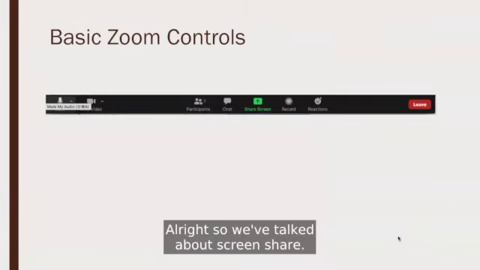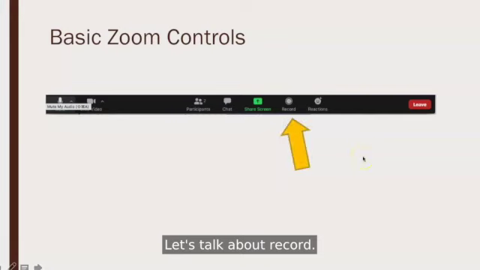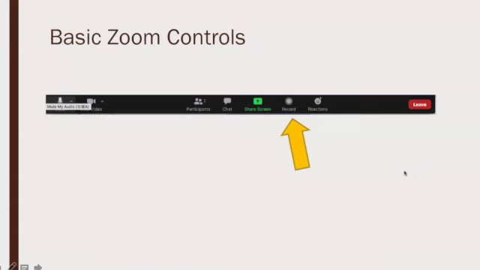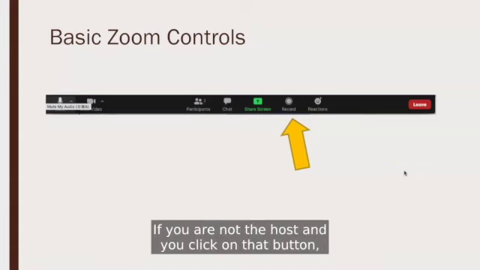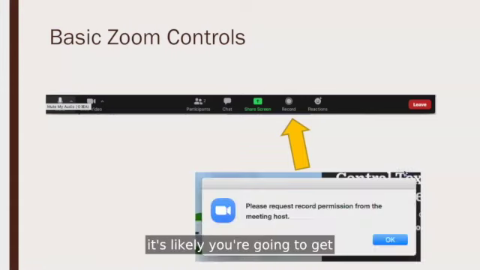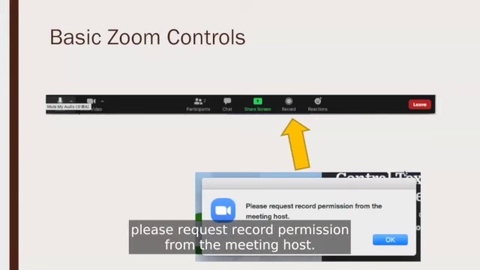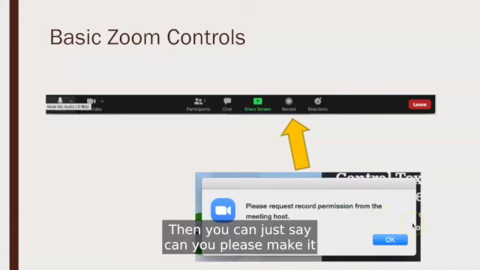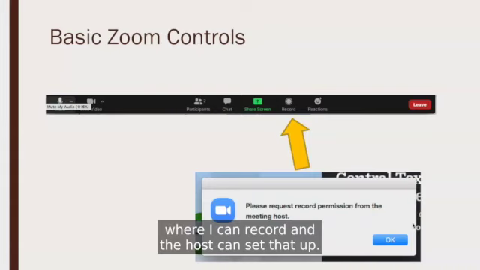All right. So we've talked about screen share. Let's talk about record. So there is a record feature in Zoom. If you are not the host and you click on that button, it's likely you're going to get, please request record permission from the meeting host. Then you can just say, can you please make it where I can record? And the host can set that up.